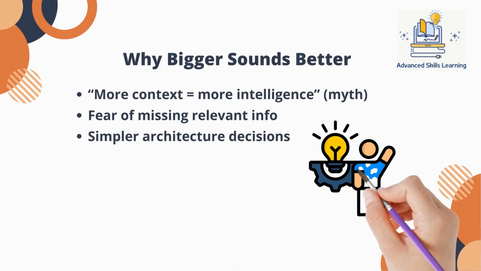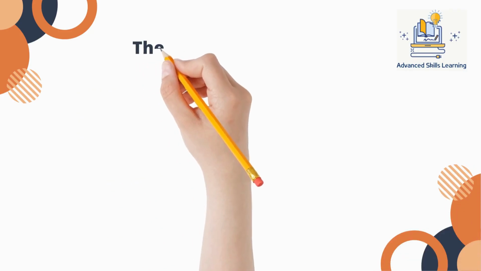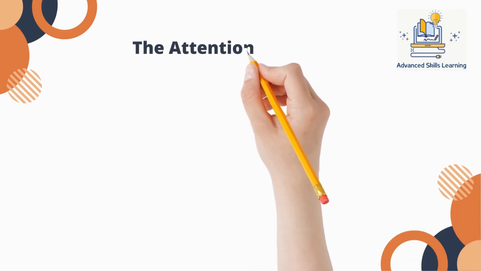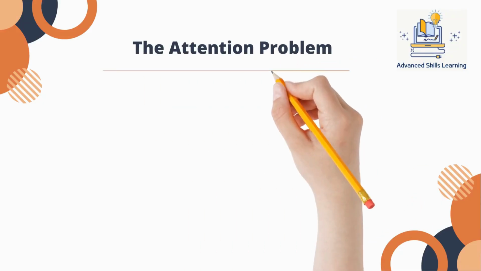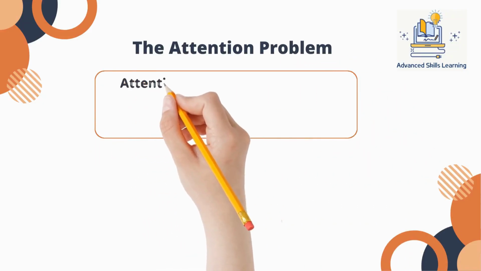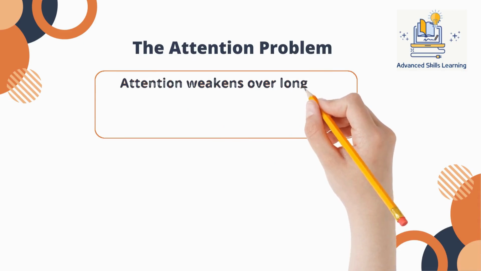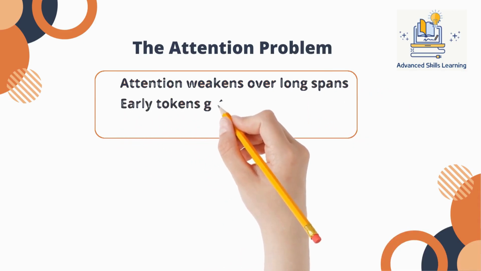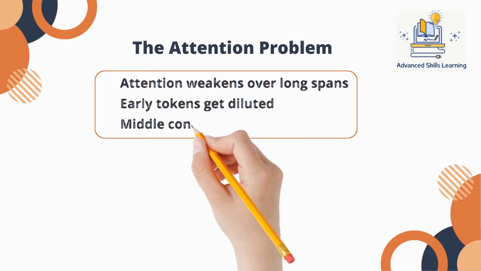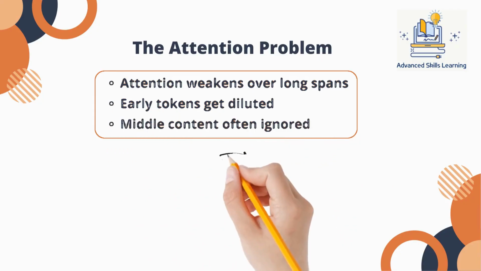LLMs rely on attention mechanisms to decide which tokens matter most. As the context grows longer, attention becomes more diffuse. Important instructions at the beginning of the prompt receive less focus. Content buried in the middle may barely influence the output at all. This is commonly referred to as the lost in the middle problem.